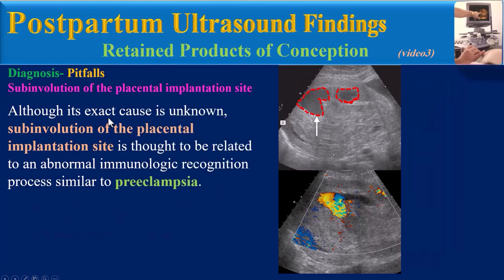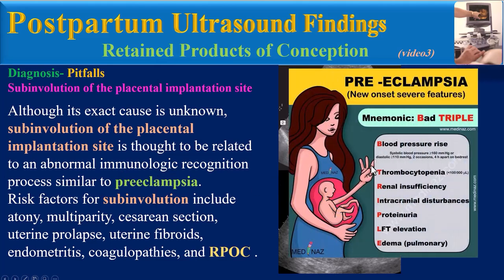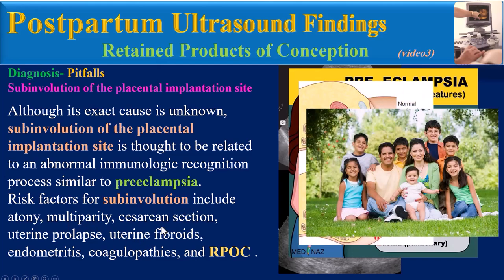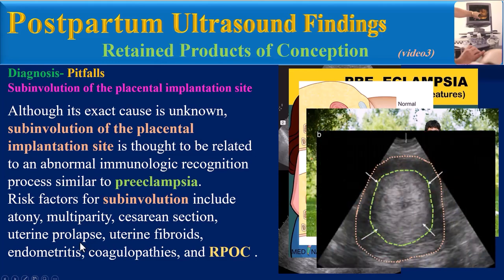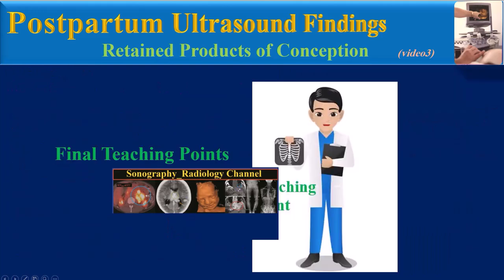Although its exact cause is unknown, subinvolution of the placental implantation site is thought to be related to an abnormal immunologic recognition process similar to preeclampsia. Risk factors for subinvolution include uterine atony, multiparity, cesarean section, uterine prolapse, and some other risk factors, and interestingly, RPOC. Now, please pay attention to these final teaching points.